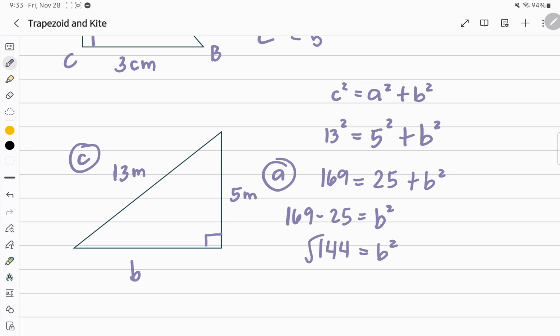Square root ko lang ulit both side. Cancel to, cancel to. So, here we'll have B. And the square root of 144 is positive negative 12. Gaya ng sinabi ko, I will just use the positive value. So, that is positive 12. So, the answer here will be 12 meters. So, if you would notice, grade 9, kahit missing yung hypotenuse, missing yung leg, pwede mo pa rin pong masolve yung right triangle.